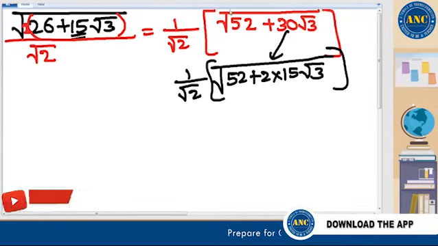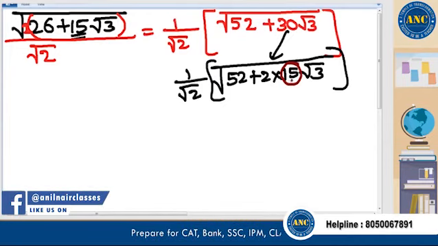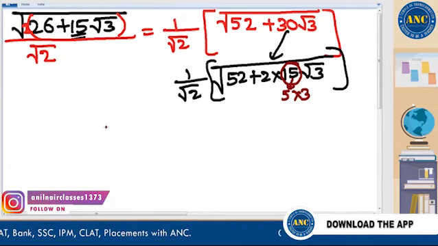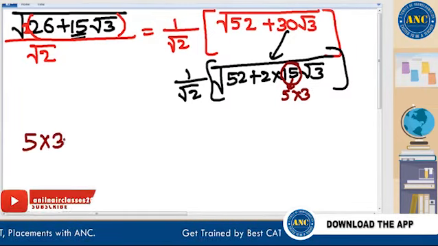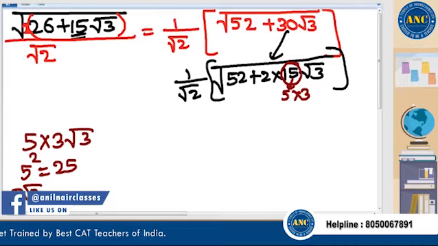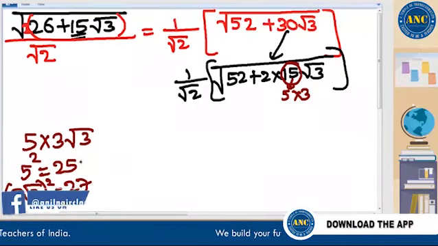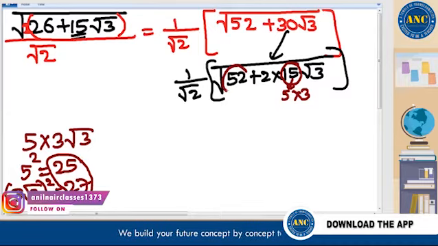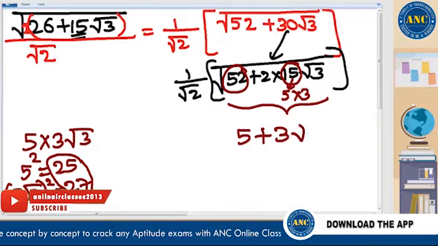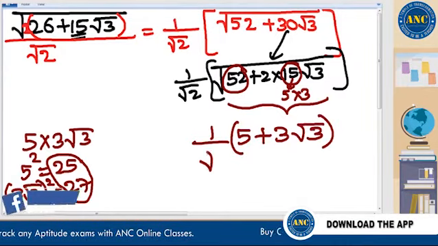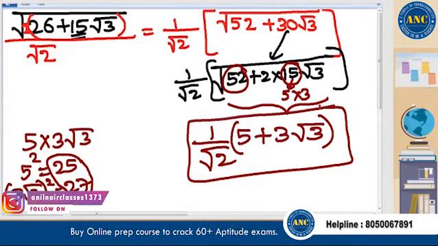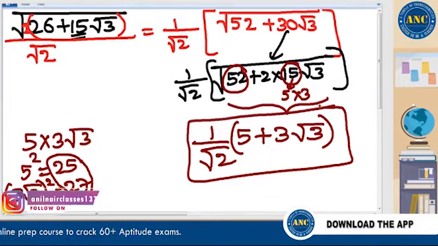Now, think logically, sir. Try to express this 15 as product of co-primes, which is nothing but 5 into 3. Now, why did I write like this? Because if I take 5 and root 3, 5 square is 25. Root 3 whole square is 27. 25 plus 27 is nothing but my first number 52. So, I can definitely write this entire thing as 5 plus 3 root 3, but outside I have 1 by root 2. This should be my final answer.